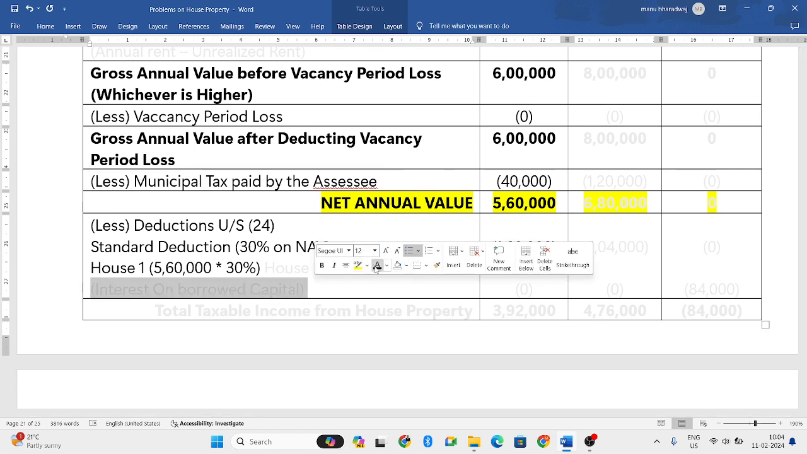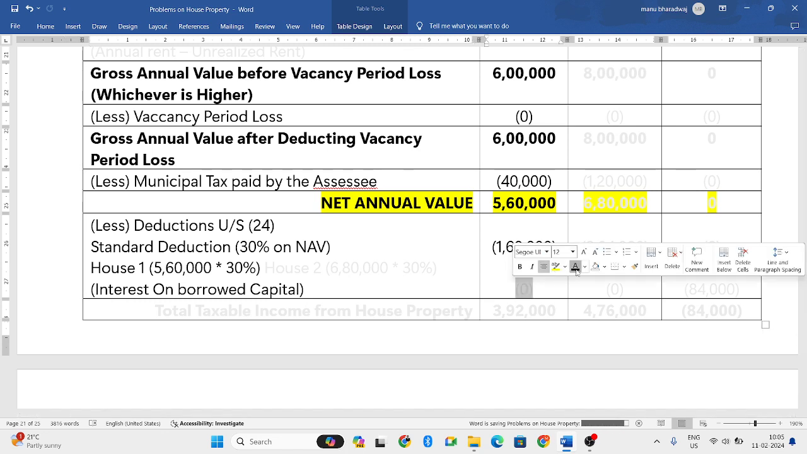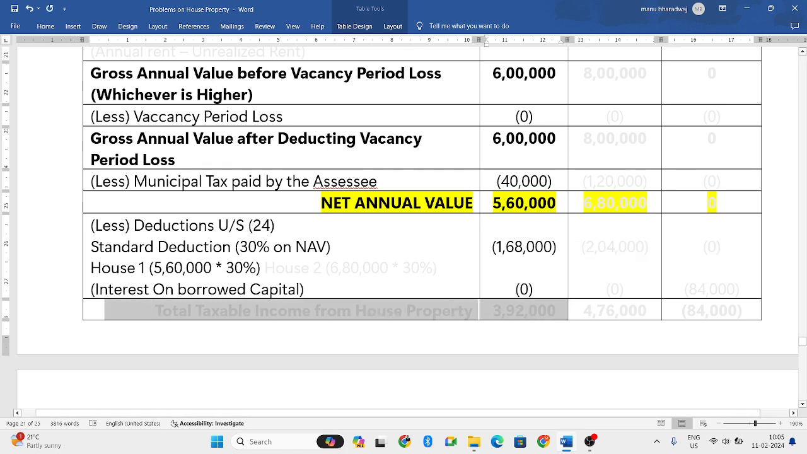Before that, the second deduction is interest on borrowed capital. For house 1 there is no interest on borrowed capital, so it will be 0. After subtracting, you get the taxable income, that is 3,92,000.